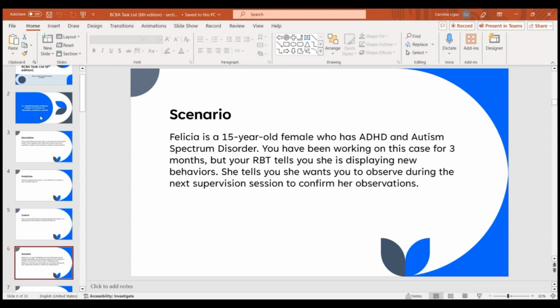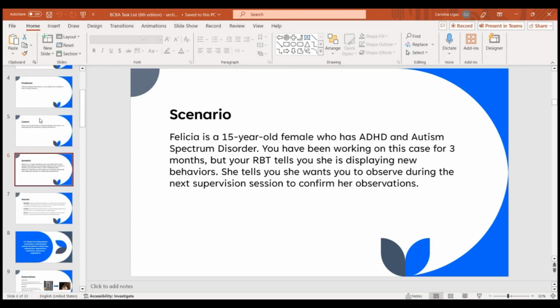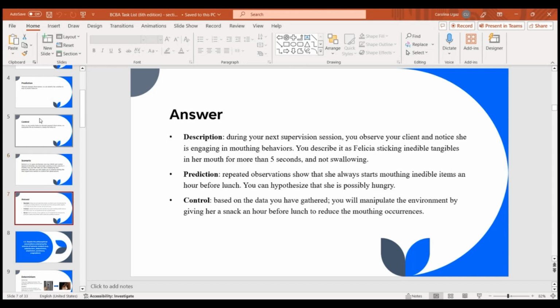Here is a scenario. Felicia is a 15-year-old female who has ADHD and autism spectrum disorder. You have been working on this case for 3 months, but your RBT tells you she is displaying new behaviors. She tells you that she wants you to observe during the next supervision session to confirm her observations. You're going to show me the breakdown? Yes, so the next slide is a breakdown of how we use description, prediction, and control.